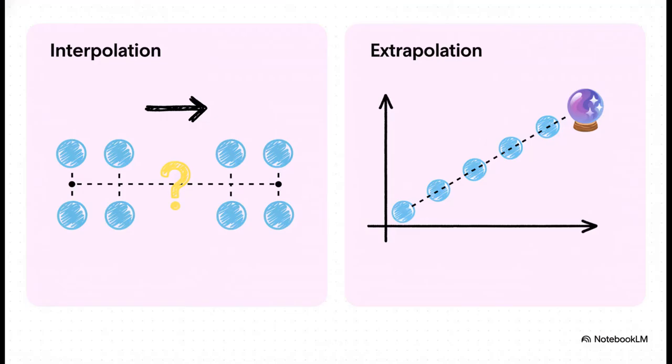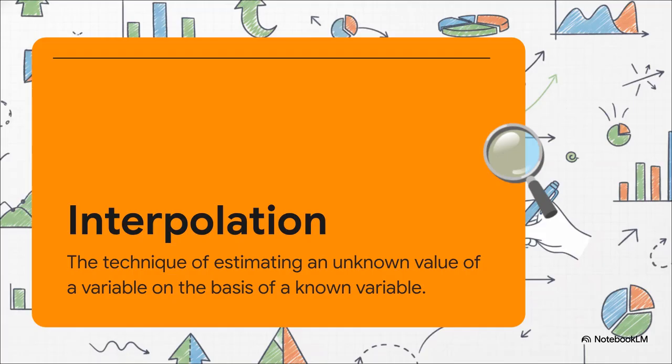The core difference here is actually super simple. Interpolation is all about estimating a value that's within the range of data you already know. Think of it as connecting the dots. Extrapolation, on the other hand, is about estimating a value outside your known range, like trying to predict the future. That's extending the line.